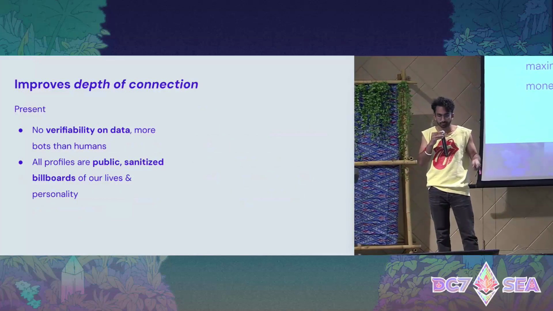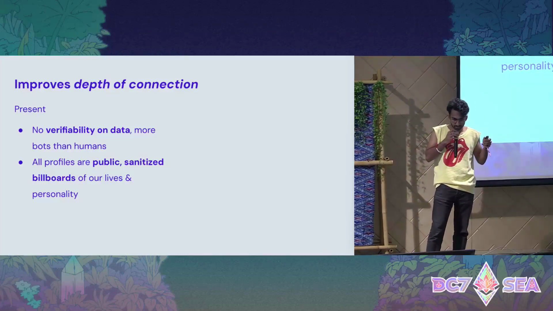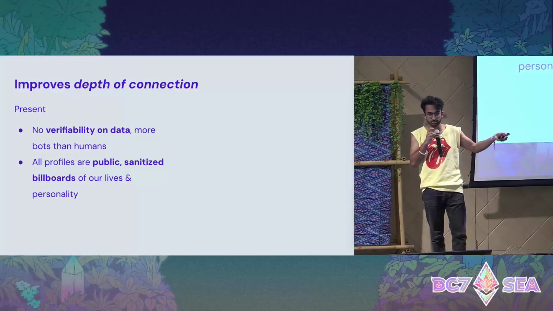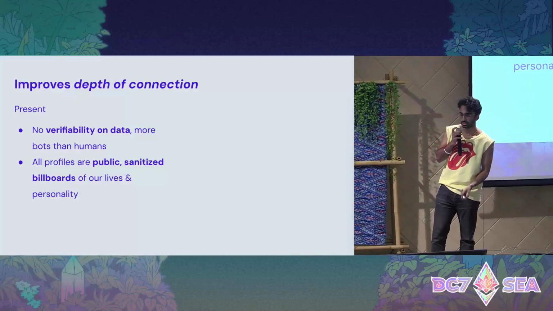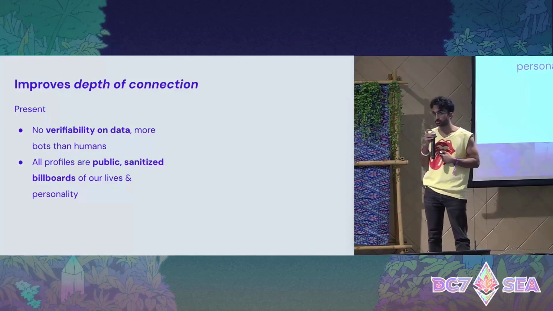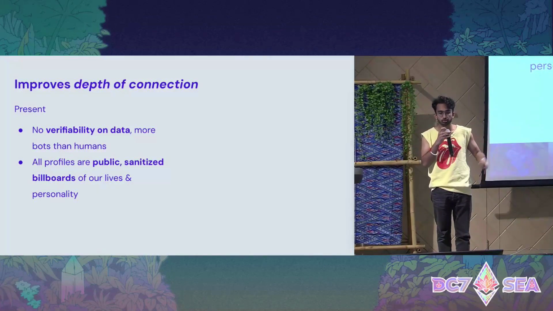And in terms of depth of connection, in the current version of the web, there's basically no verifiability on a lot of data. You just trust public profiles as they are. And as a result, there just isn't much depth. The other twist of this is that oftentimes these profiles are very public, sanitized versions of who we are. We're playing to whatever game we think the algorithm will like or what other people will like.